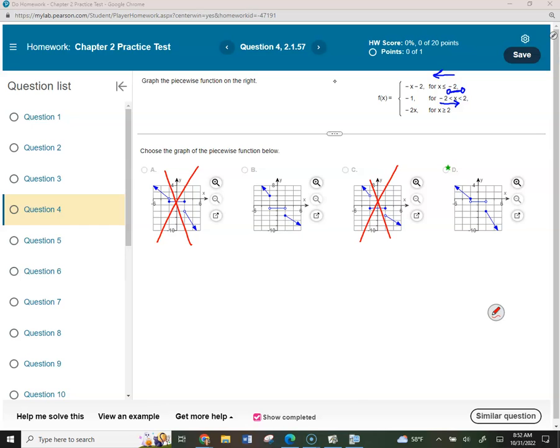The graphs go in the order that the equations are written. The very first equation is the far left graph. The middle equation is the middle graph. The bottom equation is the right graph. They go in order. So I can eliminate A and C because look at the middle graph. It's 2 closed circles, and that says clearly open to open.